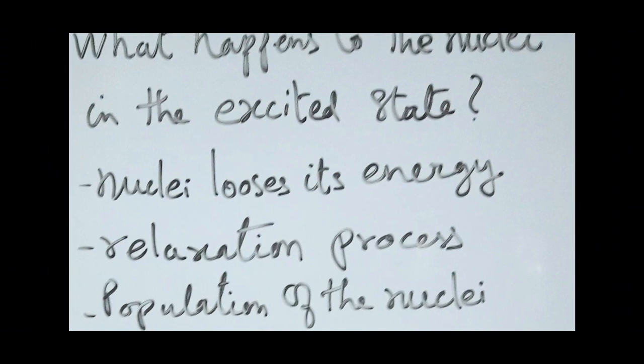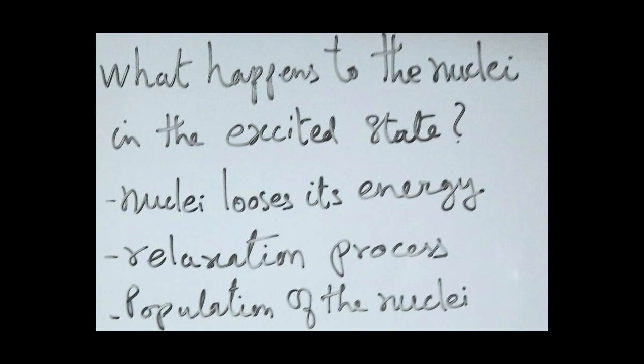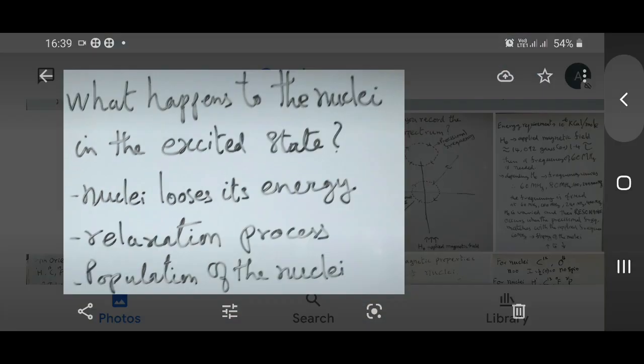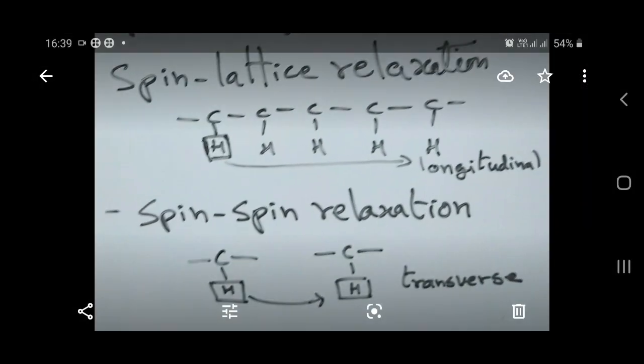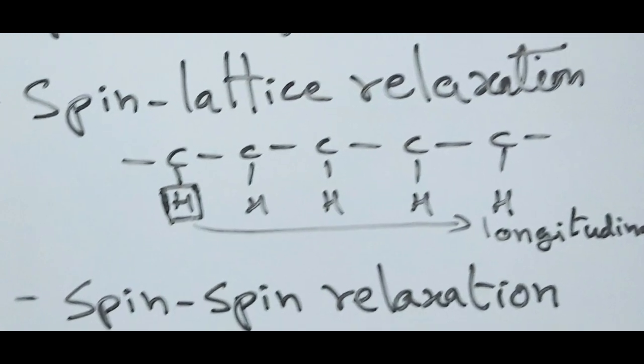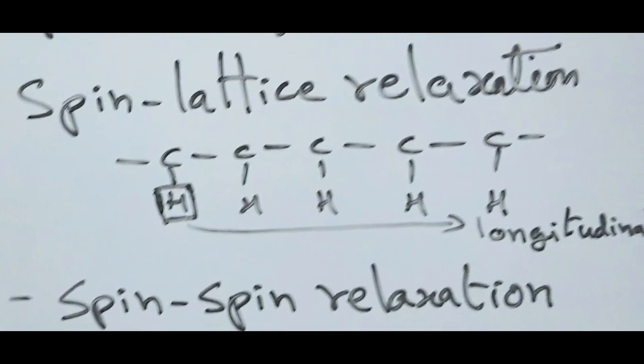So, if the nuclei undergoes relaxation, then the population of the nuclei in the ground state is more than the excited state always. In the NMR spectrum the signals can be continuously received and you can record the NMR spectrum. Now, let us see what is this relaxation process or how this relaxation process occurs. See, the relaxation process occurs by two methods.